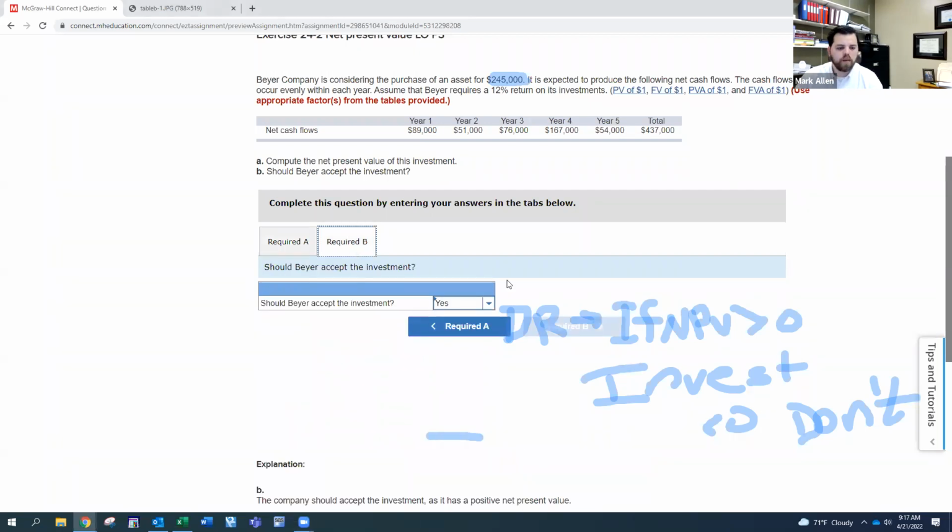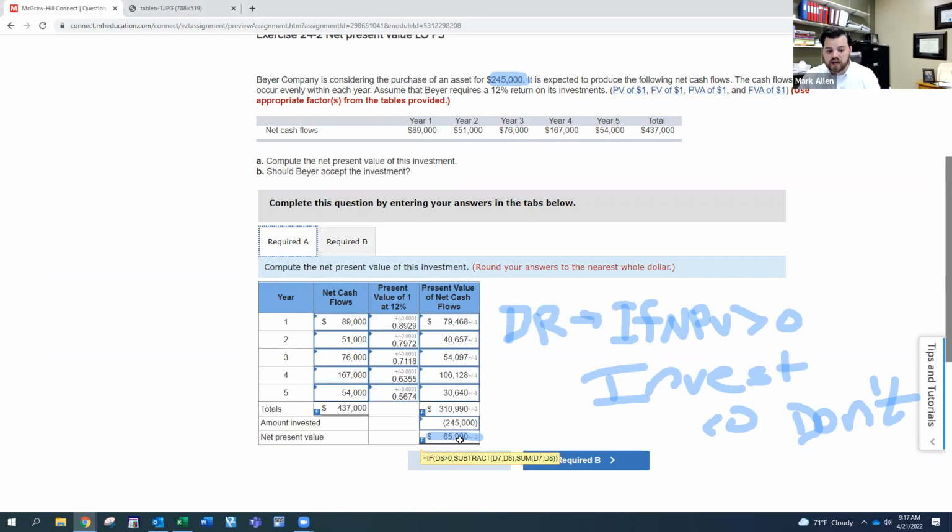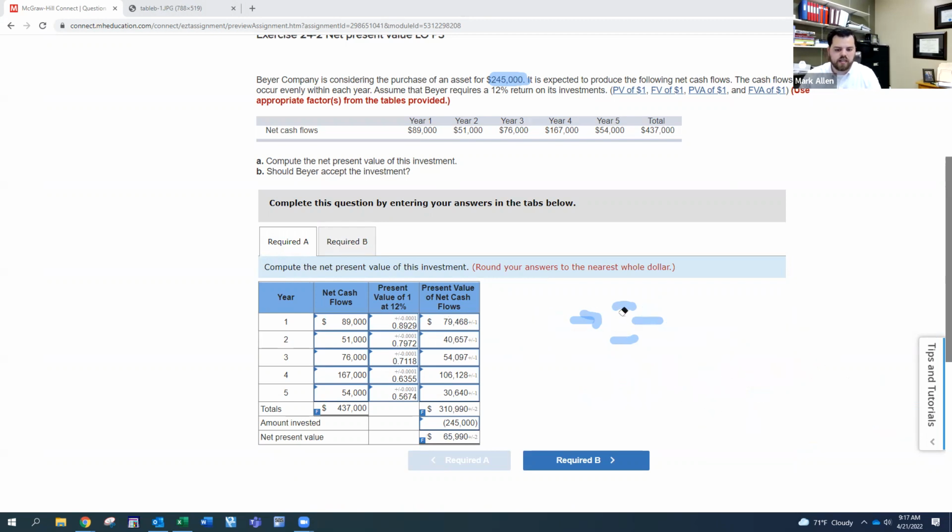Now, for requirement B, we just are asked, should we accept? And of course, because 66,000 is positive in this case, and that is greater than 0, we look at our rule, we say, yes, we should invest. And that is the decision that we do want to make in requirement number 2. Now, had this come out to be negative 6,000, don't do it, right?